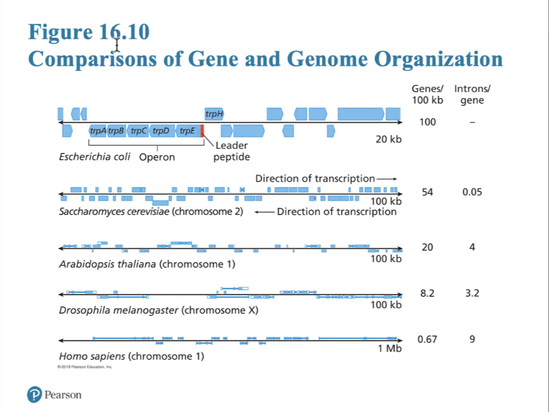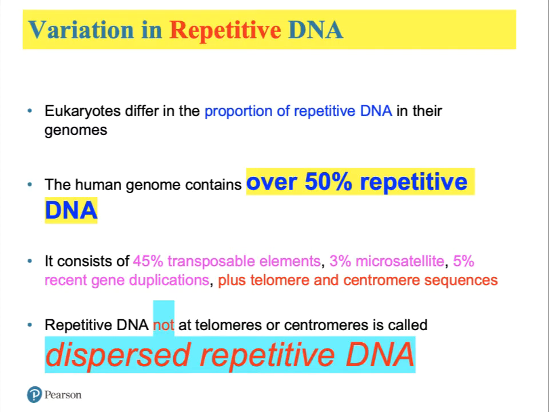Figure 16.10 compares the genomes and the gene organization amongst E. coli, a yeast, a plant, an invertebrate, and a vertebrate such as us. One major discrepancy across eukaryotes is the amount of repetitive DNA that their genomes carry. This seems to be related to the particular branch of the tree of life along which that organism has evolved.